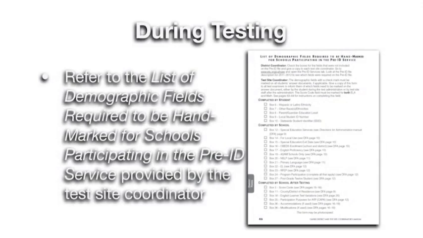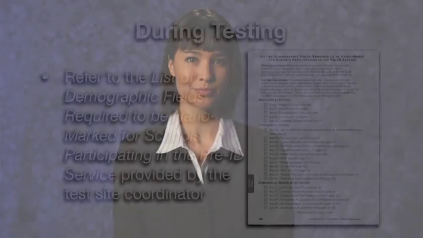If students are to mark demographic information, refer to the list of demographic fields required to be hand-marked for schools participating in the pre-ID service provided by your test site coordinator. These fields were not included in pre-ID. Follow the correct directions in the DFA for completing the demographic fields.